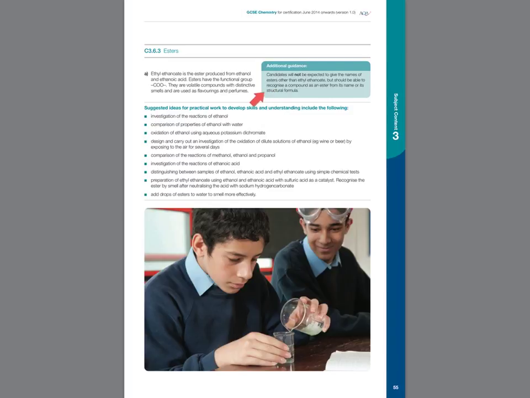and it's not noted here in the specification, but a question that does sometimes come up is which catalyst is used to produce the ester, and the ester reaction takes place using an acid catalyst. You know that catalysts speed up reactions, and so making an ester involves an acid catalyst.